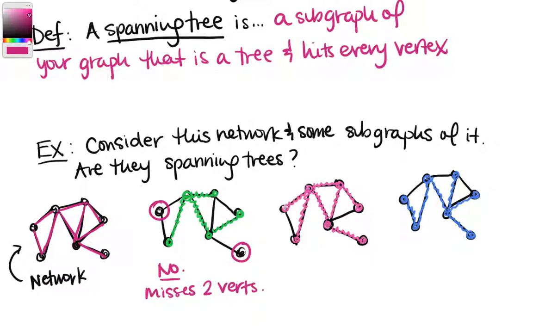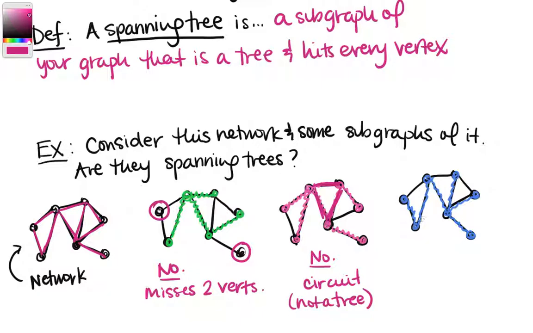And let's go ahead and look at this one in pink. So again, subgraph means we've used only edges that were in the original one. We haven't added any new ones. That's not allowed. And let's check this out. So we hit every vertex. So it's spanning, but we have a circuit here. So again, this fails because there's a circuit. So it's not a tree.